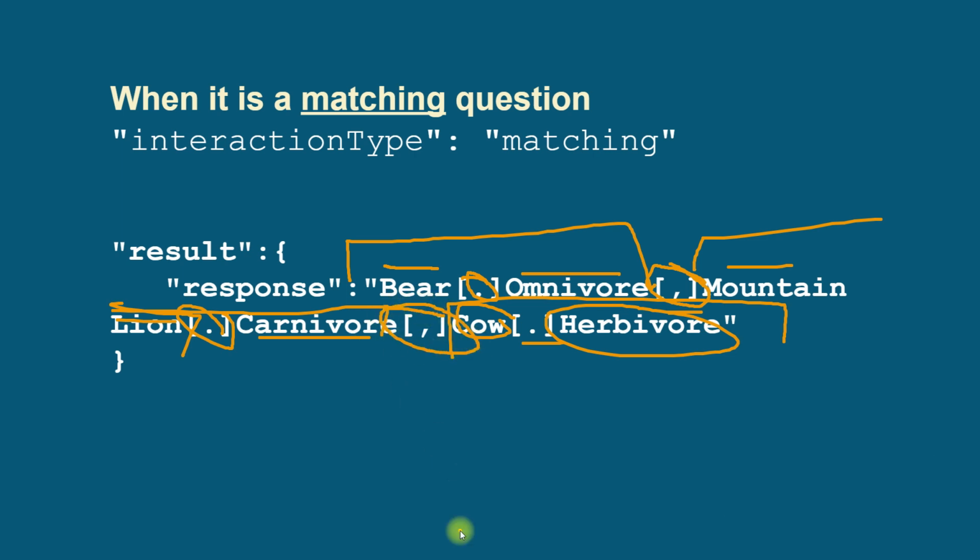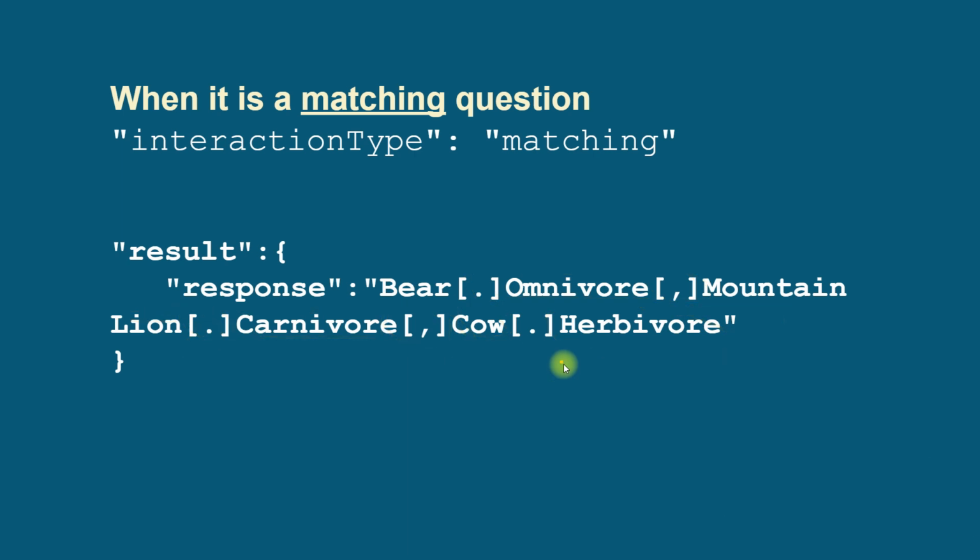I know that got a bit messy. Let me clear that out, and we'll show you again. That delimits the first pair, these two, and this delimits this pair, and this is the last pair. So bear omnivore, mountain lion carnivore, cow herbivore, separated by our delimiters, and this is the thing that delimits the matches. Okay, moving on to our next type.